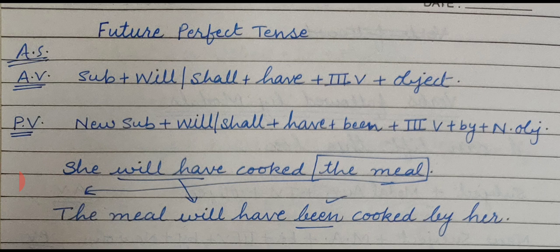So what is the new subject? The meal. According to subject we are to use helping verb. Which helping verb will be used? Will, have. Then to make it passive we are to use been. Then third form of verb, it is already given, cooked. And before you make the subject of active new object in passive, we are to use by, and she will change into her. So like this you are to change active into passive.